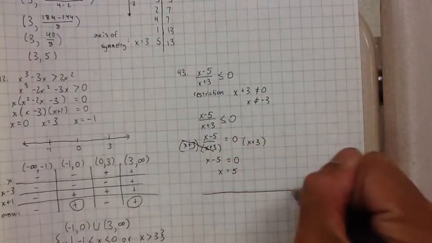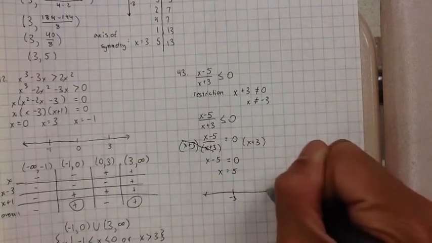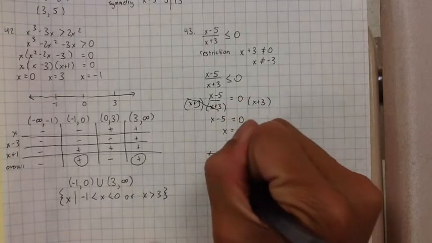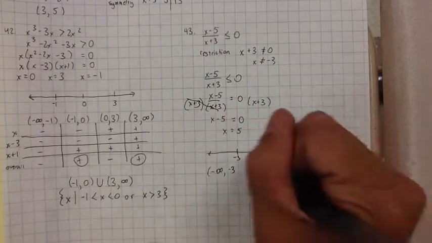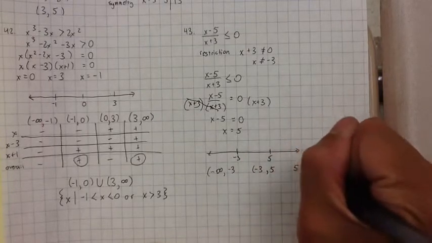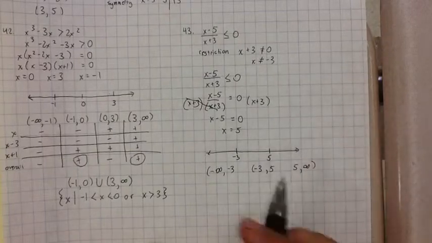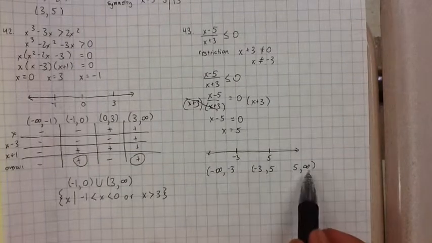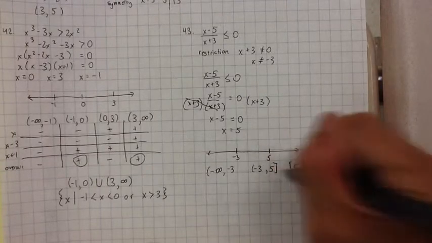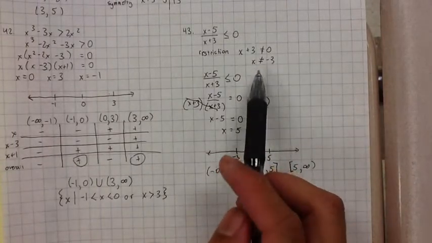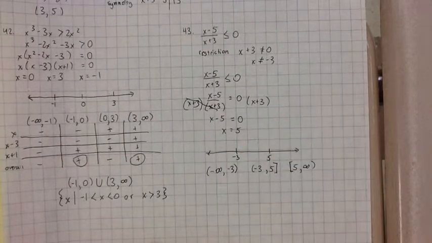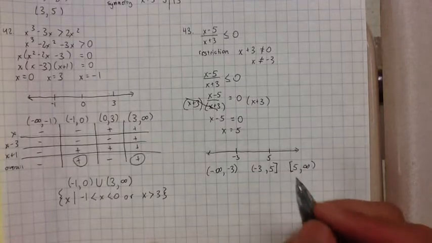On a number line, that would look like -3. This will look like 5. There's my 3 ranges. -infinity to -3, -3 to 5, and 5 to positive infinity. My infinities will always get a parentheses. Notice that because of this equal sign, I should be putting brackets around all of my numbers. However, because x cannot equal -3, that's my restriction. That is why I get parentheses around those two. So those are my 3 ranges.